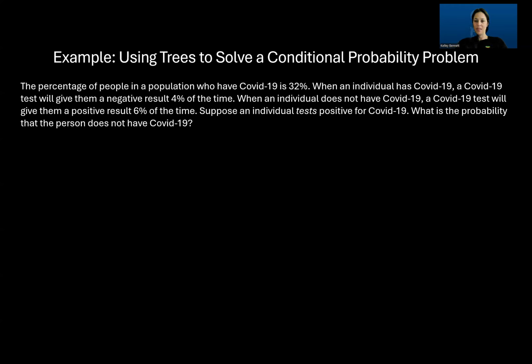When an individual has COVID-19, a COVID-19 test will give them a negative result 4% of the time. That's that false negative. When an individual does not have COVID-19, a COVID-19 test will give them a positive result 6% of the time. So that's that false positive.